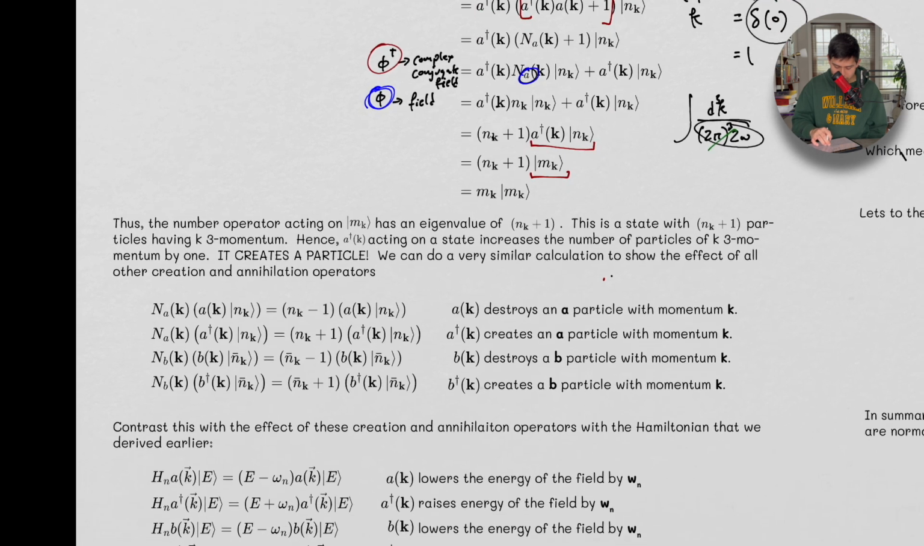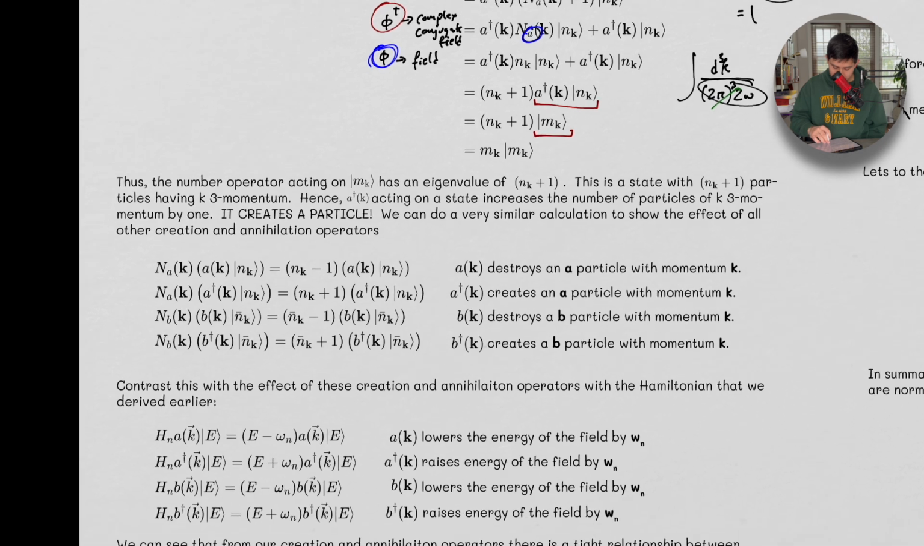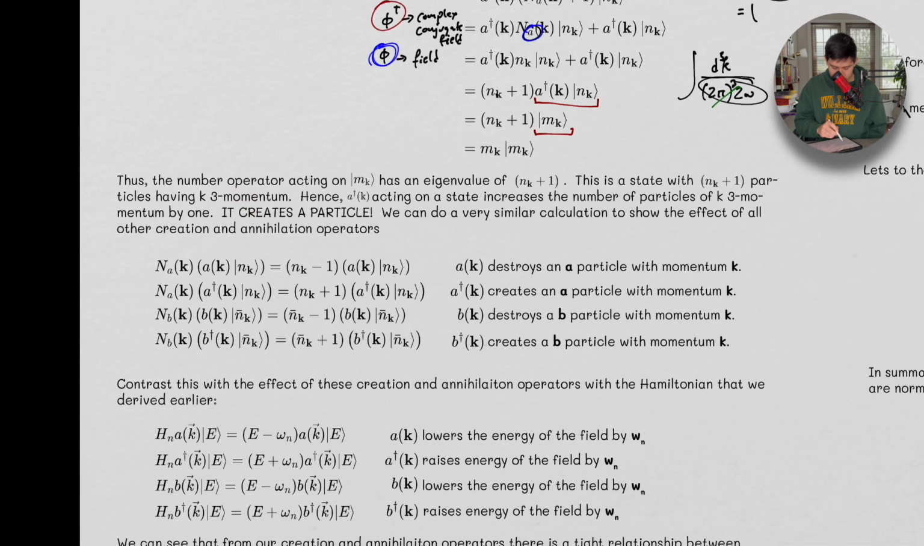So that's the number operator acting on m_k has an eigenvalue of n_k plus 1. This is a state with n_k plus 1 particles having 3-momentum, and so hence the A dagger acting on a state increases the number of particles of k 3-momentum by 1. This creates a particle, okay? Because it's increasing it by 1 quantum. Okay, this is not 1/2, not 3/4, but just 1.